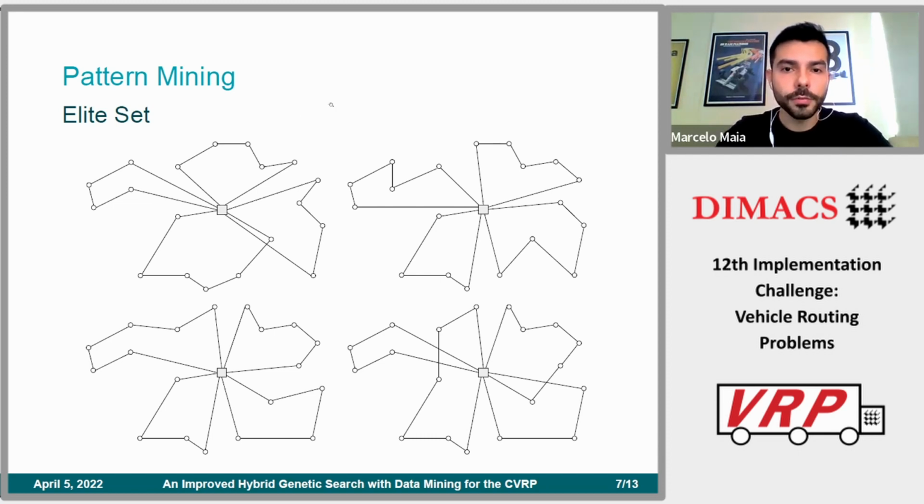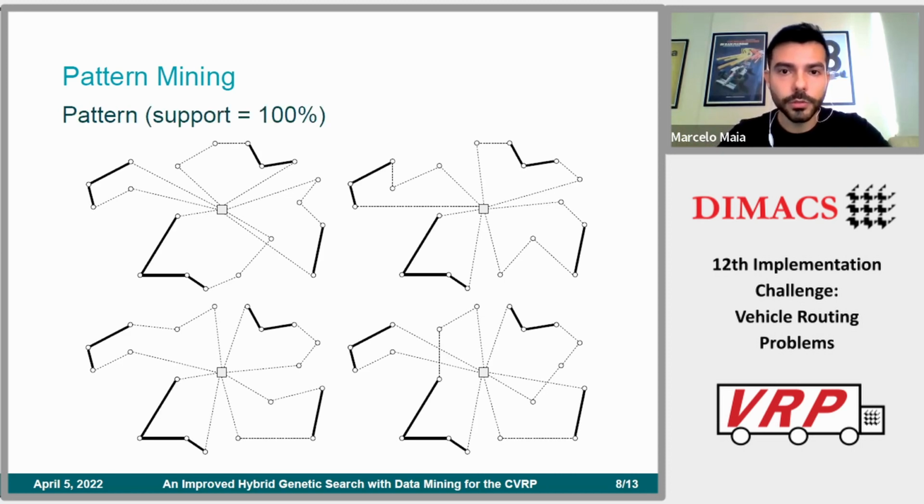And we are looking for frequent item sets, which means frequent in this context: item sets that are present in at least a minimum portion of the elite set solutions. So in this example, let's suppose our minimum support, which is the minimum portion of the elite set solutions for an item set to be considered frequent, is 100%. In this case, we will have only one pattern, which is the maximal item set that is common to all solutions in the elite set.